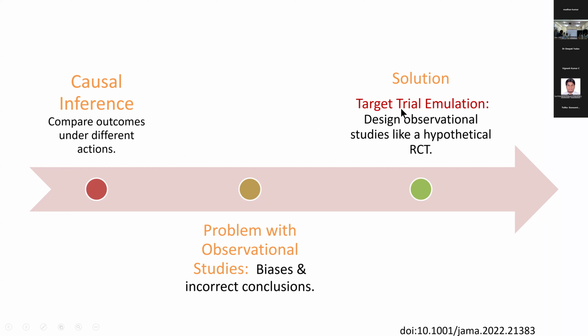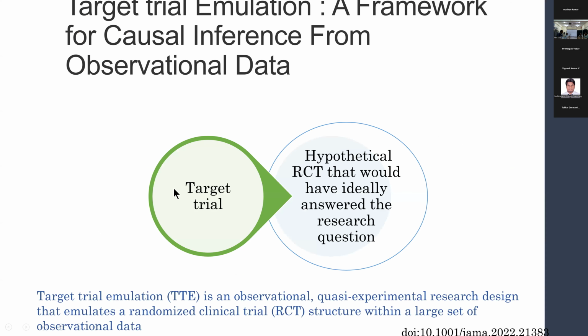This designs the observation study like a hypothetical RCT, which will aim to reduce the bias and whatever incorrect conclusions can arise. So target trial is actually a hypothetical RCT that would have ideally answered the research question. Emulation is an observational quasi-experimental research design which emulates a randomized control trial structure within a large set of observational data. So this is nothing but a framework for causal inference from observational data.